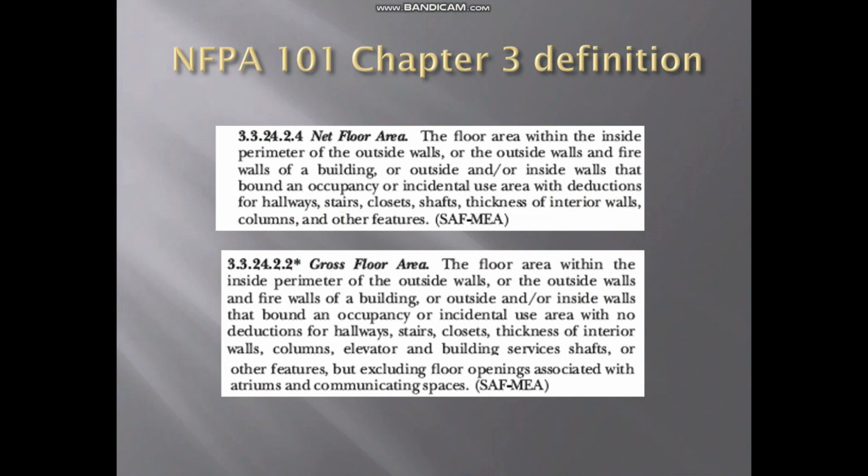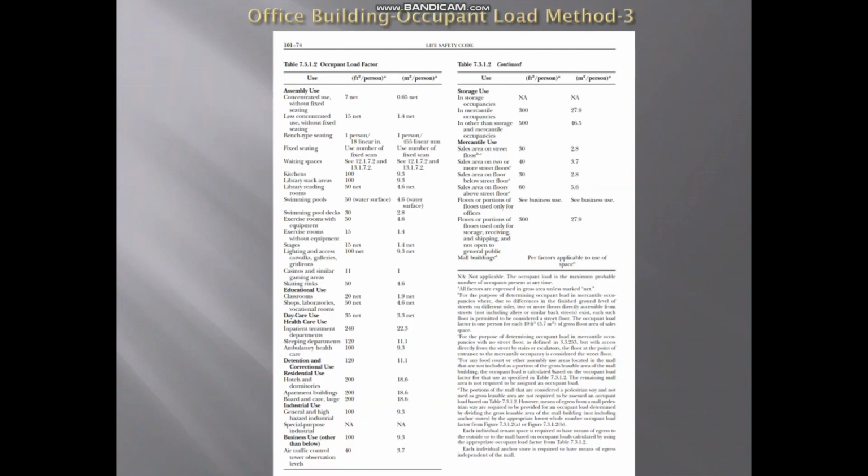So that is a similar concept to IBC chapter 3, but the quantity is different. Let me show you the quantity. If you see this business, this office building, like we saw earlier, in IBC for 150 square feet we need to consider 1 person. In NFPA 101, for 100 square feet we have to consider 1 person for the business group like an office building. So that is the difference between IBC and NFPA 101.